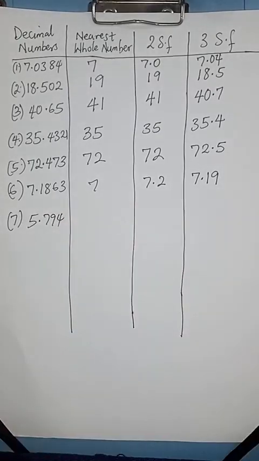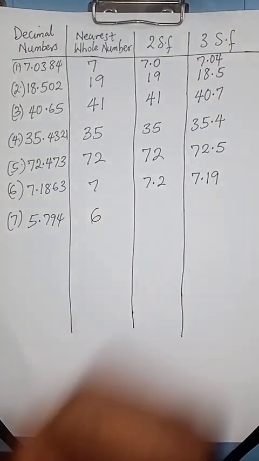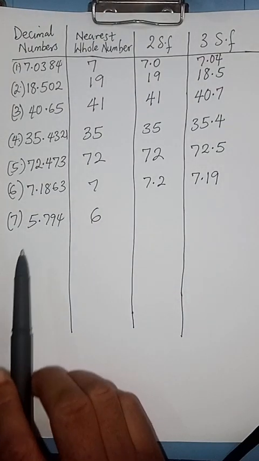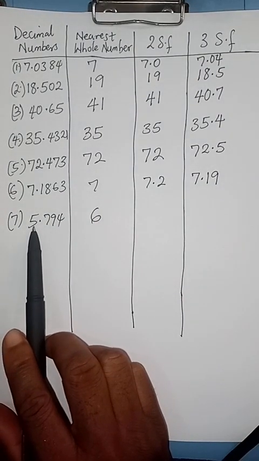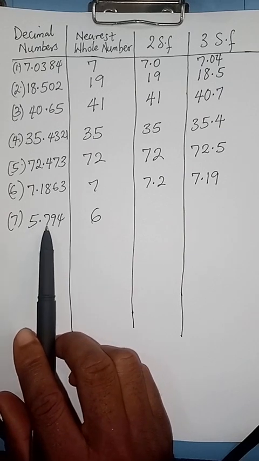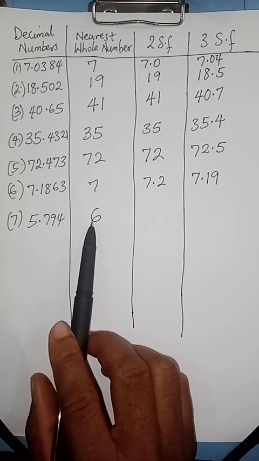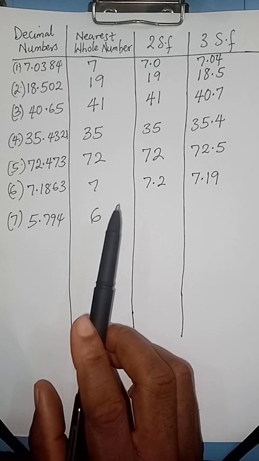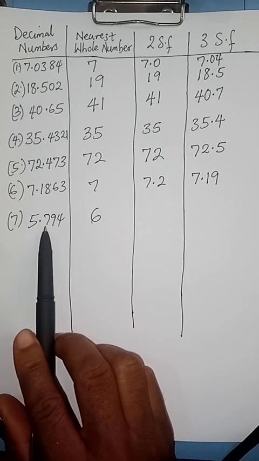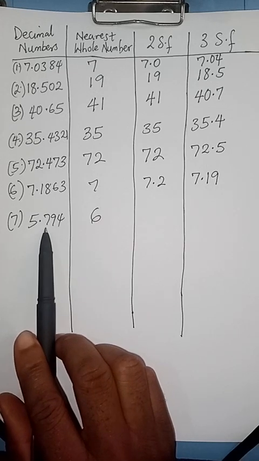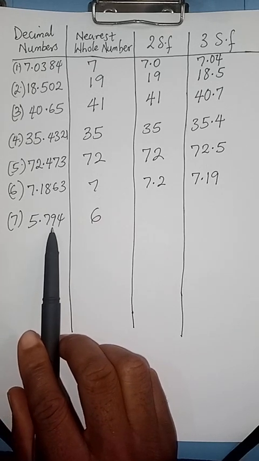5.794. To the nearest whole number, 6. Why 6? The reason why is because this is the whole number 5. And 7 is a digit you can use to round up by adding 1 to 5 to become 6. To two significant figures, it is 5.7. But before you write 5.7, you check the digit after 7. You notice it is 9, which means you can round up.